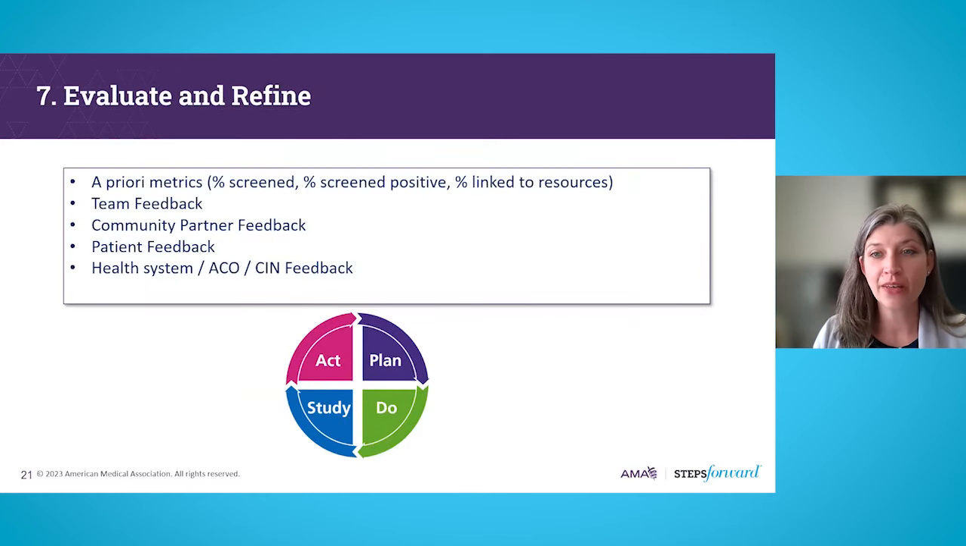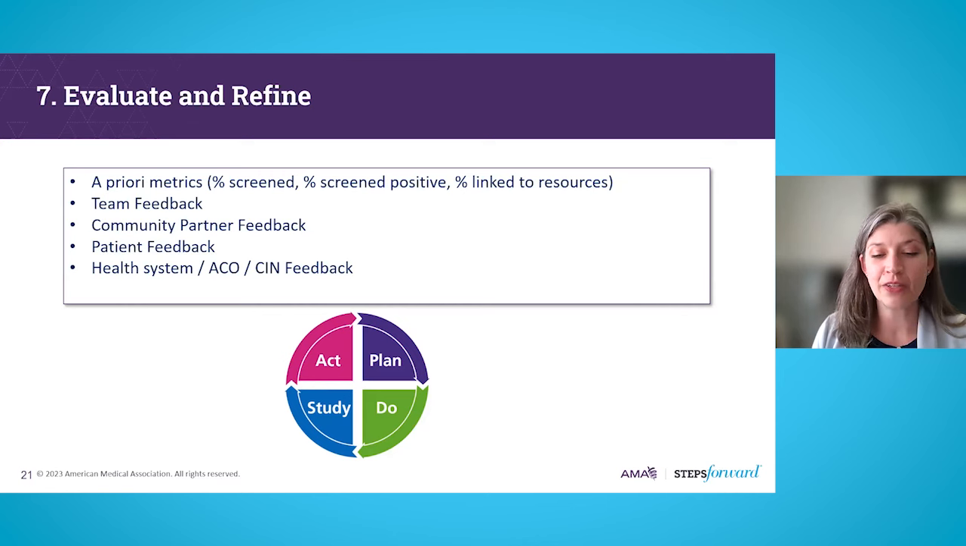All right, so evaluate and refine. So you've formulated a plan for screening for social determinants of health and linkage to resources. Next, you want to do the intervention. Then you want to study what you have done. So a priori, we set out to measure the percent of eligible patients screened, the percent of positive screens, and the percent of patients enrolled at the food depository or other assistance.